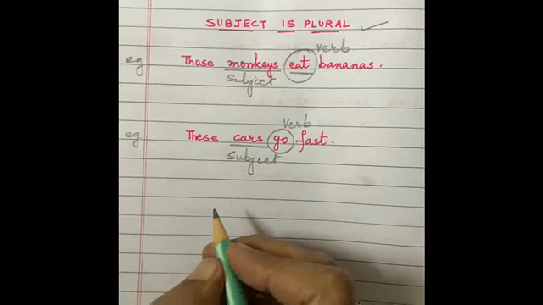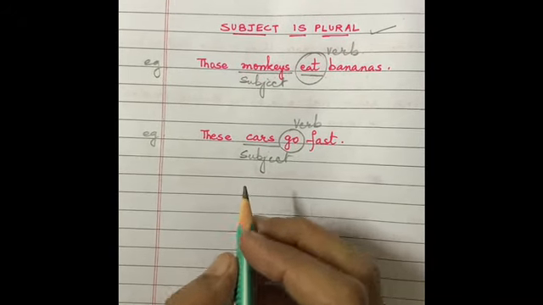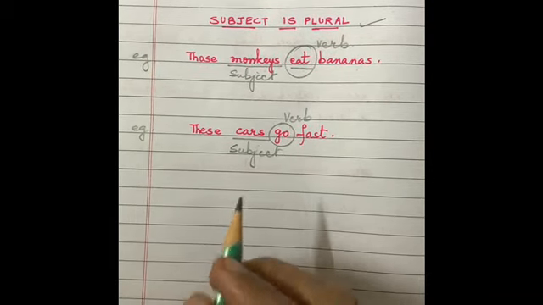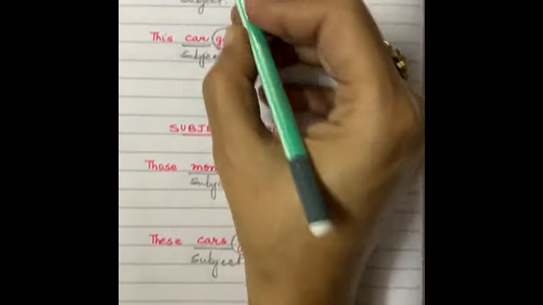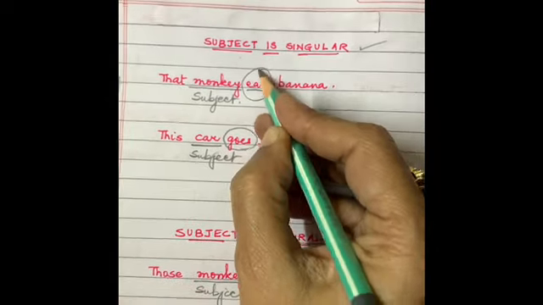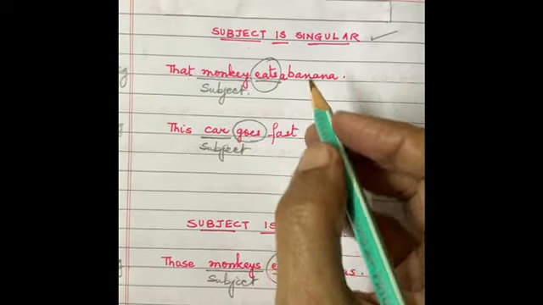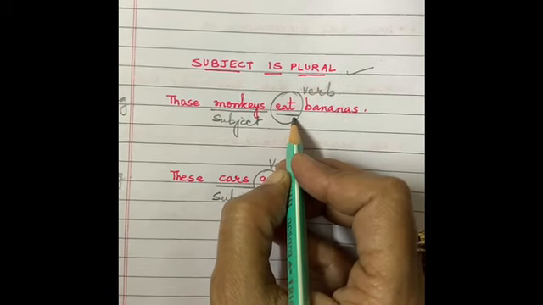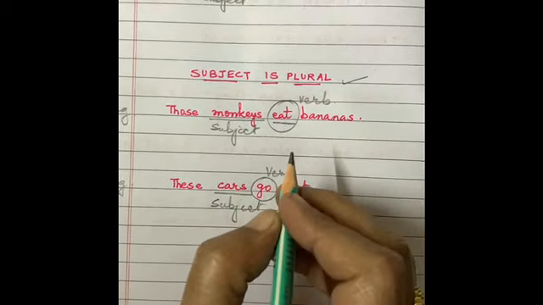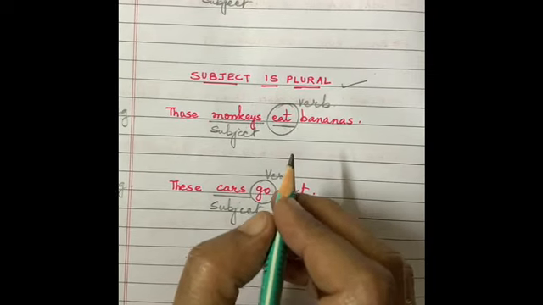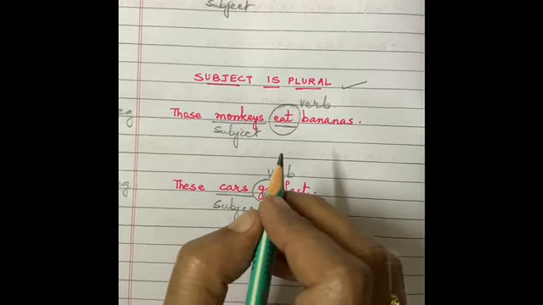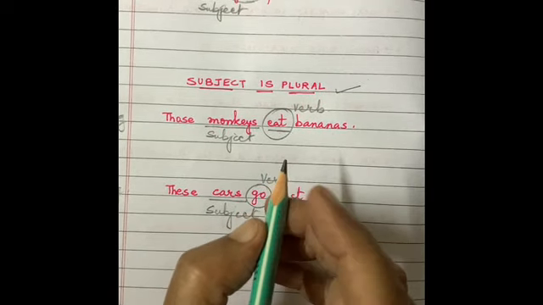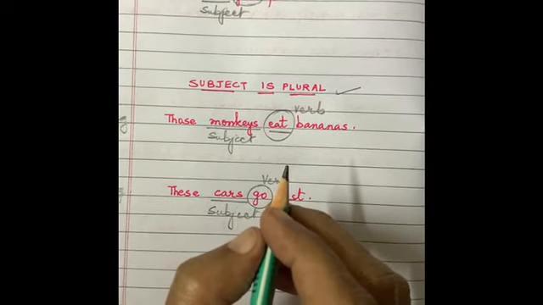So dear students, remember these rules. The singular subject takes a singular verb, and the plural subject takes a plural verb. Now, please note we have seen the examples only where the third person is used. Now, let's look into the examples where the subject is not in the third person.